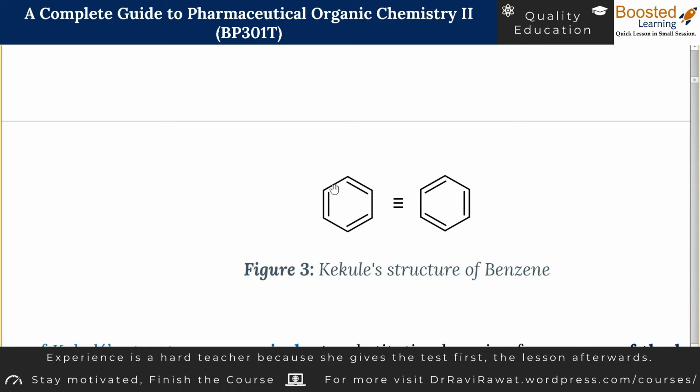And he said that there are two canonical forms of benzene. The first one is where the position of the double bonds is like this, and the second canonical form of benzene is where the position of the double bonds is altered. So Kekule said that there are two canonical forms of benzene where the molecule contains 3 double bonds and 3 single bonds.